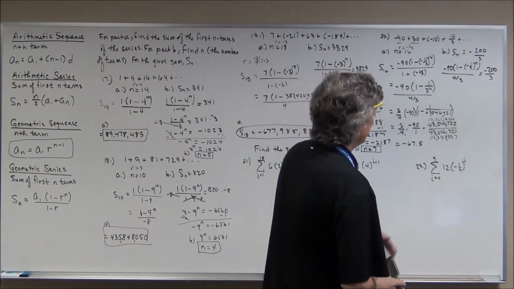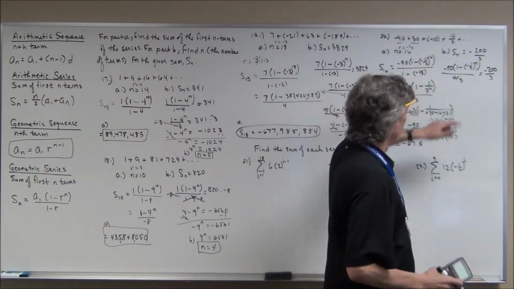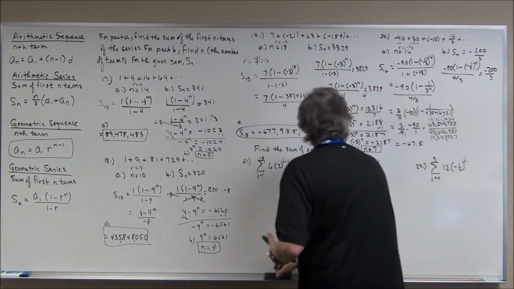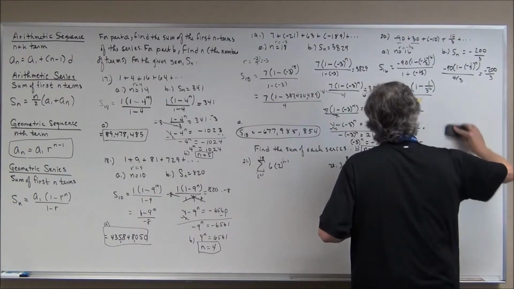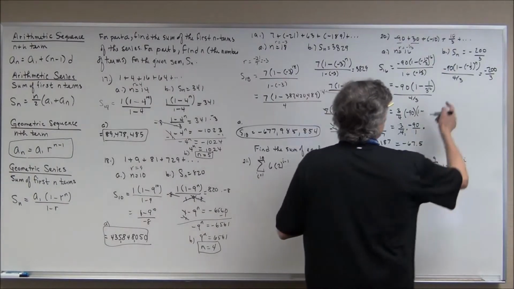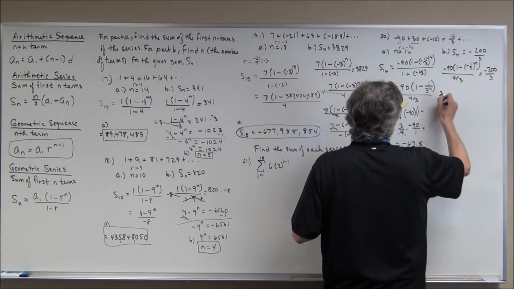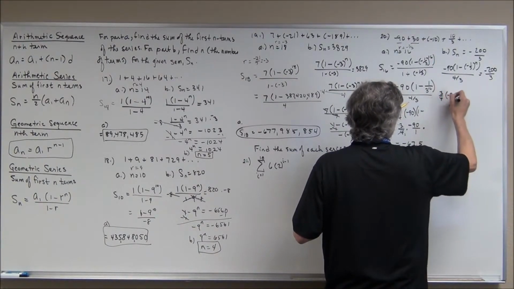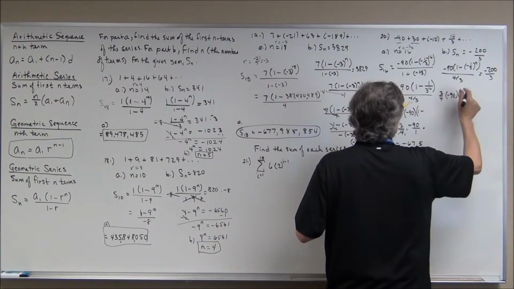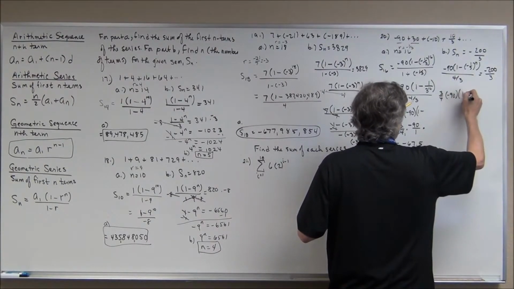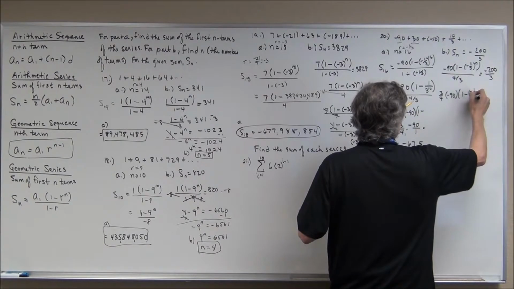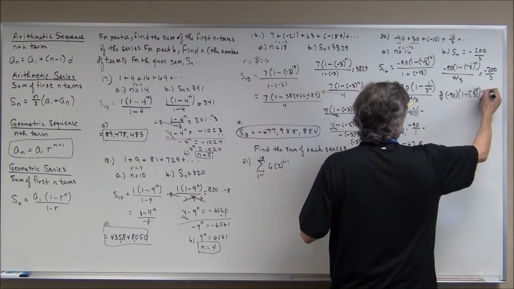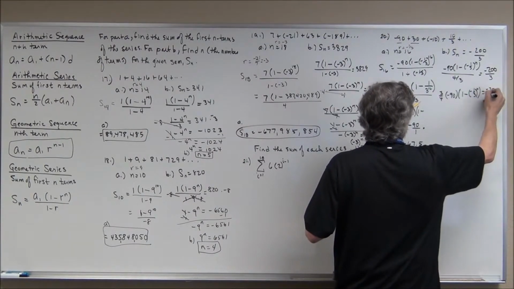All right, this is the same as times 3/4. I'm going to have to definitely erase right in here. So this is 3/4 times negative 90 times 1 minus negative 1/3 to the n equals negative 200 over 3.